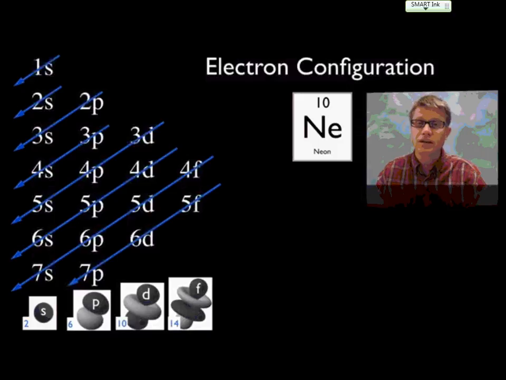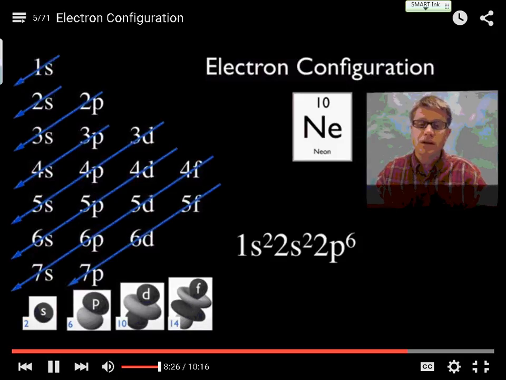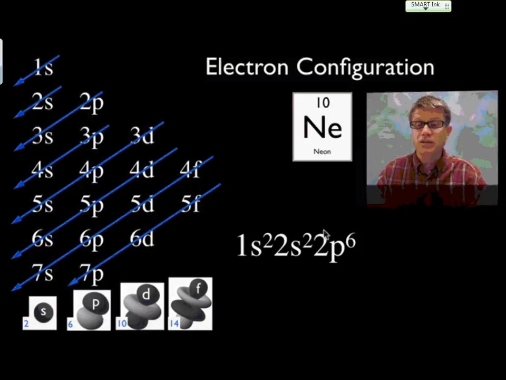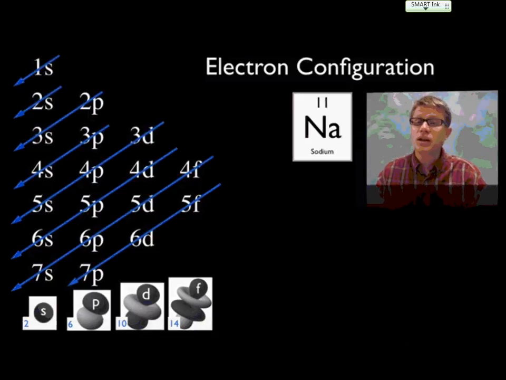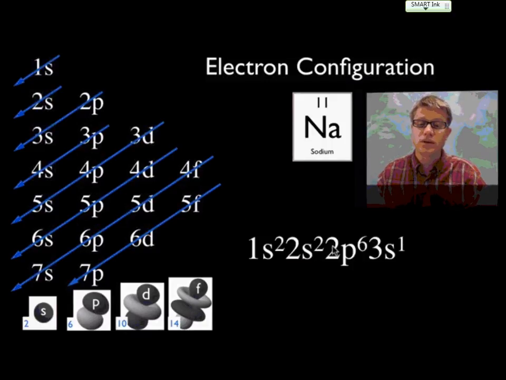What about neon? And again, you can pause the video and always try it out. Neon's going to be this, so it's 1s2, 2s2, 2p, which remember can have 6, and so we're going to write 6 there. Let's go to the next one. What about sodium, which is number 11? We've got 11 electrons. Well, we could write it out like this: 1s2, 2s2, 2p6, and then the next one goes into 3s1.